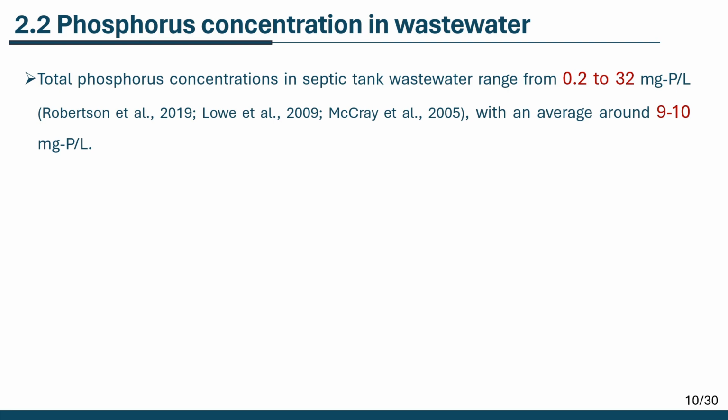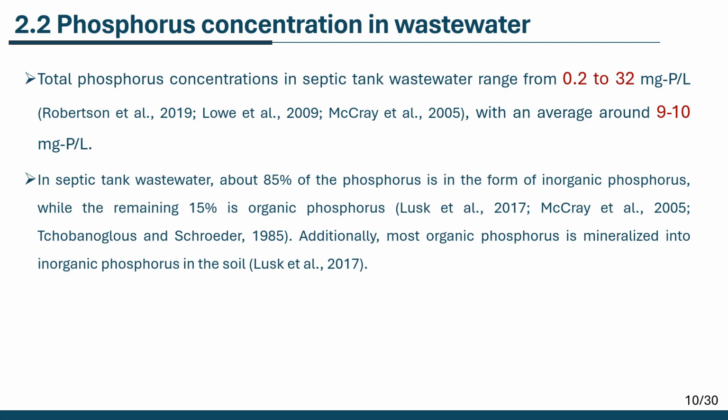This slide includes information from the literature on phosphorus concentration and types in OSTDS. Total phosphorus concentration in septic tank wastewater range from 0.2 to 32 mg per liter, with an average around 9 to 10 mg per liter. In septic tank wastewater, about 85% of the phosphorus is in the form of inorganic phosphorus, while the remaining 15% is organic phosphorus. Well, most organic phosphorus is eventually mineralized into inorganic phosphorus in the soil.